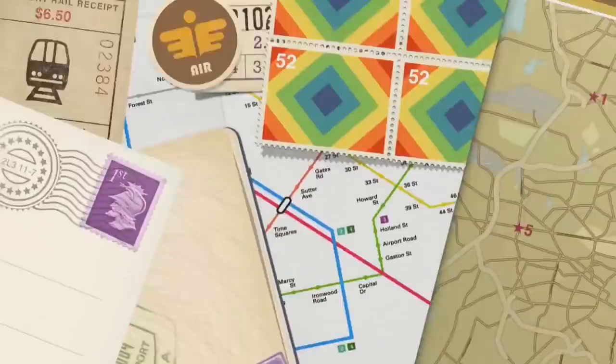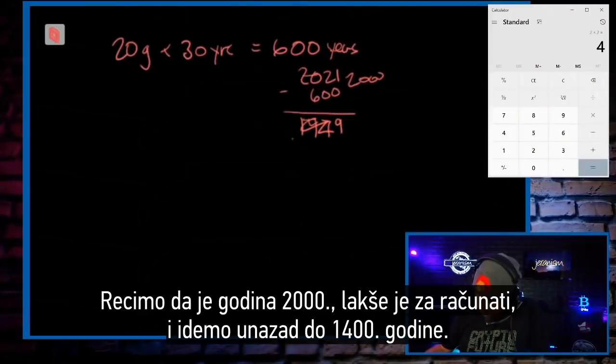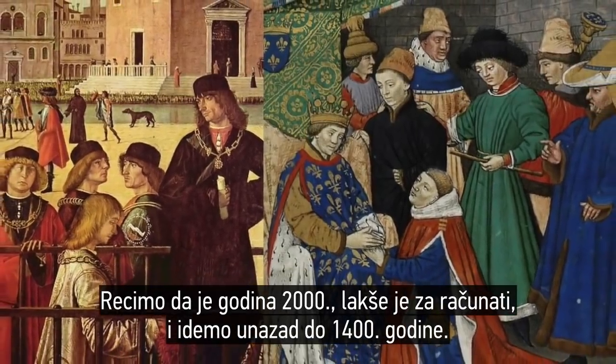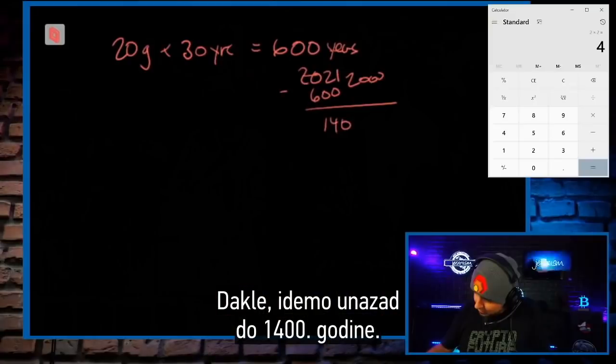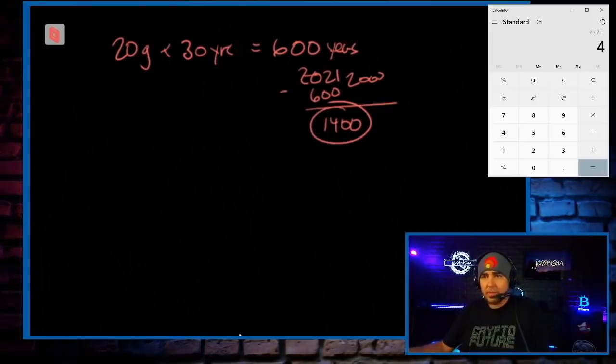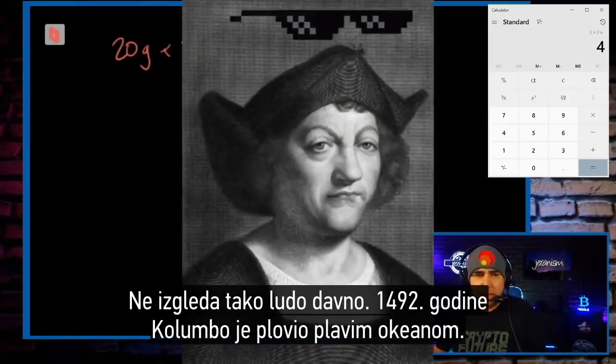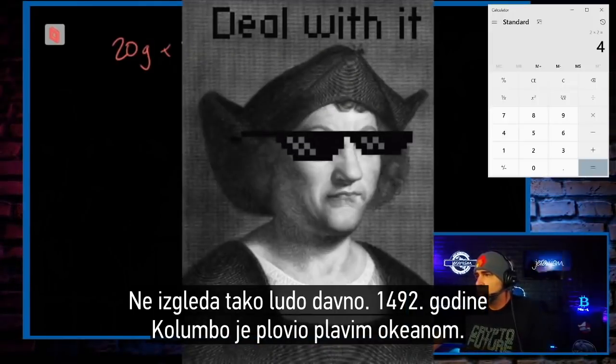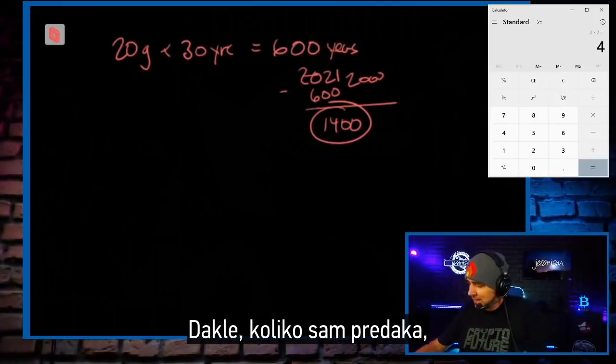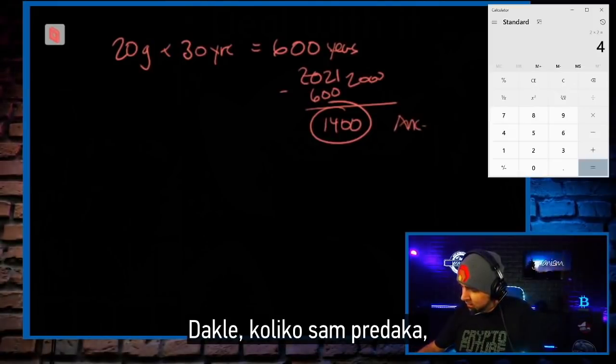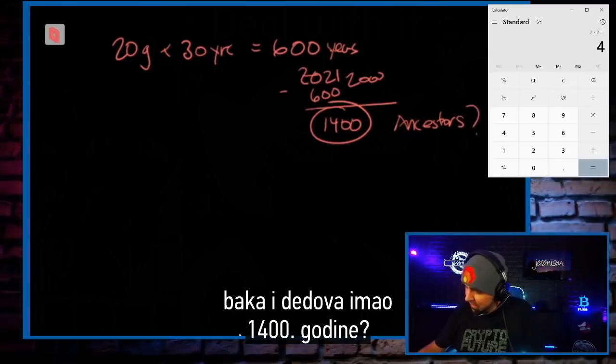1479, okay? Let's just say, let's pretend it's 2000, easier math, and it's 1400. There we go. Okay, so we're just saying that we're going to the year 1400. Doesn't seem that crazy long ago. 1492, Columbus sailed the ocean blue. So how many ancestors, grandparents, did I have in 1400?